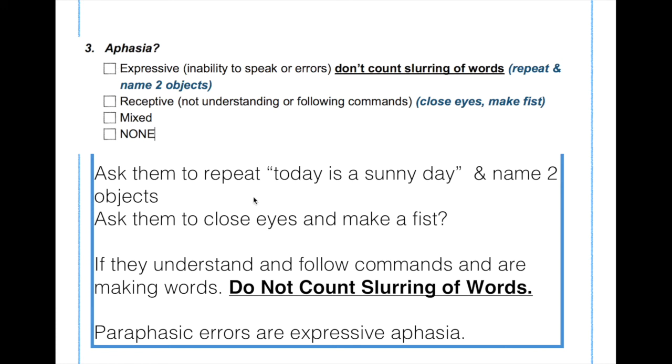Anytime you have a weakness plus aphasia or weakness plus vision loss, you're automatically VAN positive. You don't have to be vision positive, aphasia positive, and neglect positive. Anything with motor weakness, you're automatically VAN positive. So if you have motor weakness plus vision loss, you're VAN positive. Motor weakness plus aphasia, you're VAN positive. Motor weakness plus neglect, you're VAN positive.